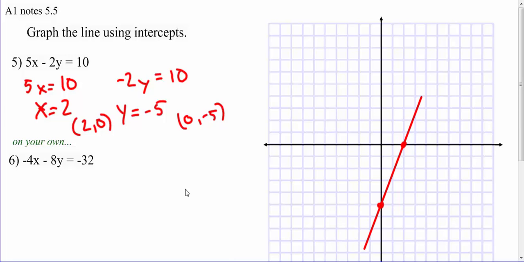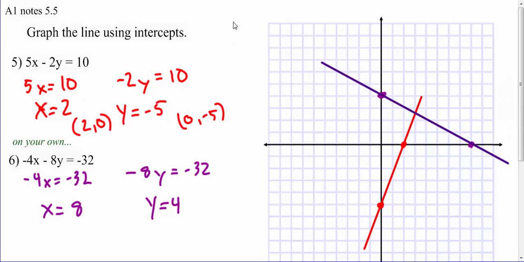Pretty straightforward method. All right, again, why don't you pause the video and try number 6 on your own and see how you're doing. All right, you can see my work on number 6. There were a lot of negatives in there, negative 4x, negative 8y, negative 32, but anytime, as you know, that you take a negative and divide by a negative, you get a positive. So x equals 8 and y equals 4 were the two key points, or two intercepts that we had, and you can see what the line would look like.